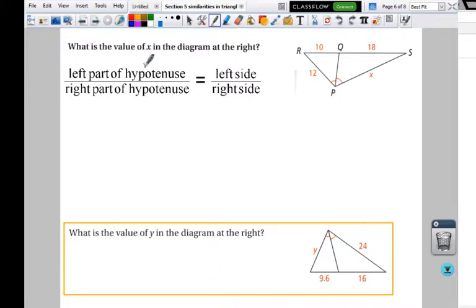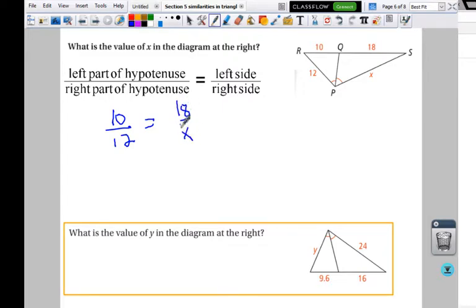proportion. So if I can set up a proportion just like before, I'm going to go left part of hypotenuse, which is my big side, over the right part of hypotenuse, and it's going to equal the left side over the right side. The 10's bigger than the 12, so it's 10 over 12 is going to equal 18 over x.